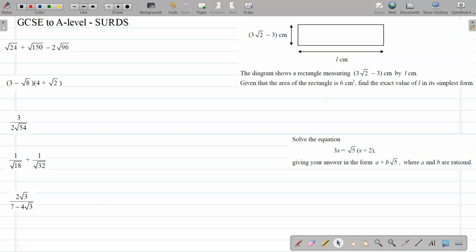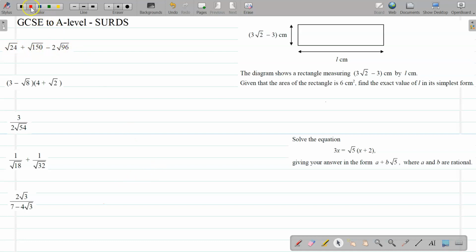Okay, in this video I'm going to teach you all about surds and how to simplify expressions. Now these are quite tricky. They're at the top end of GCSE and you need to be able to do these as soon as you start your A-level course. So this first expression here, we've got to simplify it.